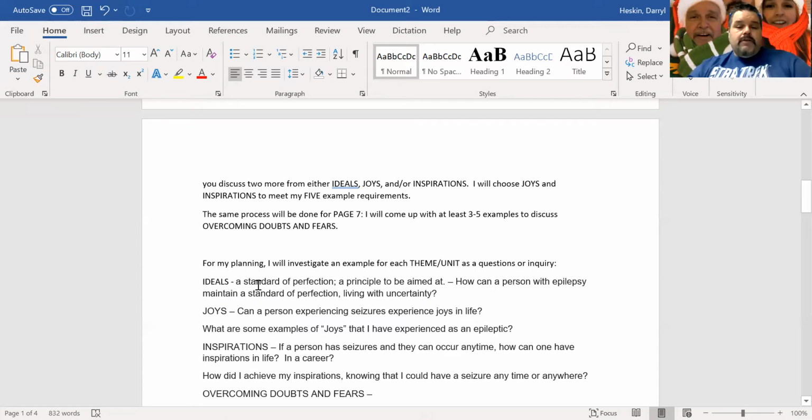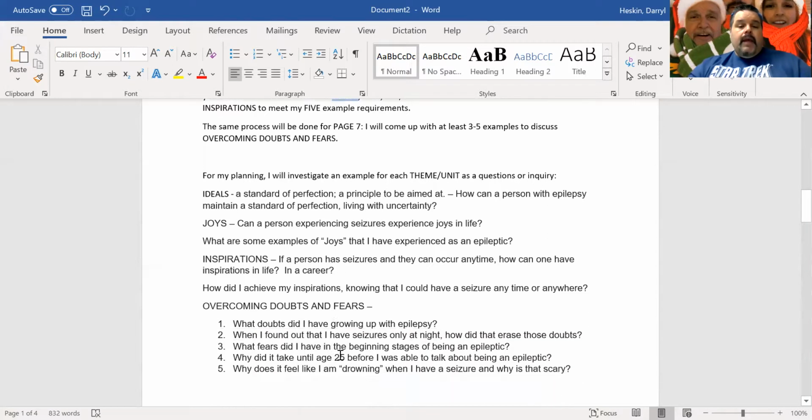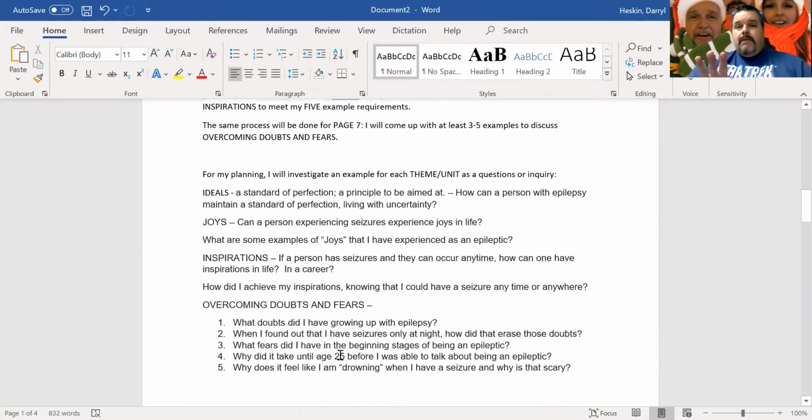Joys. Can a person experiencing seizures experience joys in life? That's my first one. And my second joy approach would be, what are some examples of joys that I've experienced as an epileptic? Inspirations. If a person has seizures and they occur anytime, how can one have inspirations in life and in a career? And how did I achieve my inspirations knowing that I could have a seizure at any time or anywhere? Okay, so now that's my page 6, and obviously I'll have more pages focusing on that.